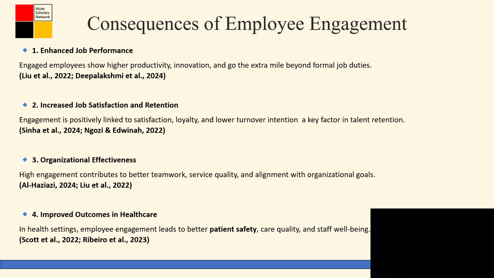Consequences are what happens after engagement is present. First, enhanced job performance. Engaged employees often show higher productivity, innovation, and they go beyond formal duties. Second, higher satisfaction and retention. Engagement links with satisfaction, loyalty, and lower turnover intention. So it supports talent retention. Third, better organizational effectiveness. High engagement supports teamwork, service quality, and alignment with organizational goals. Fourth, healthcare impact. In healthcare settings, engagement can support patient safety, care quality, and staff well-being. So, after clarifying uses, attributes, antecedents, and consequences, we can summarize the concept clearly.